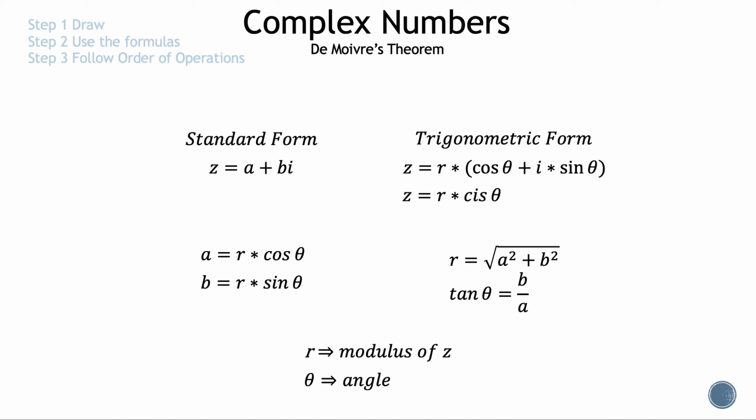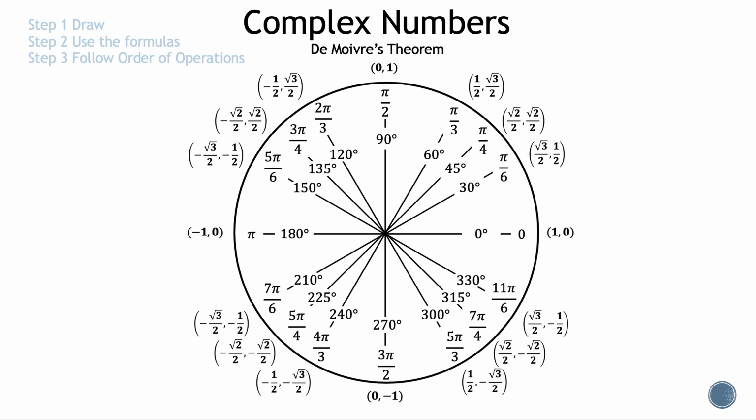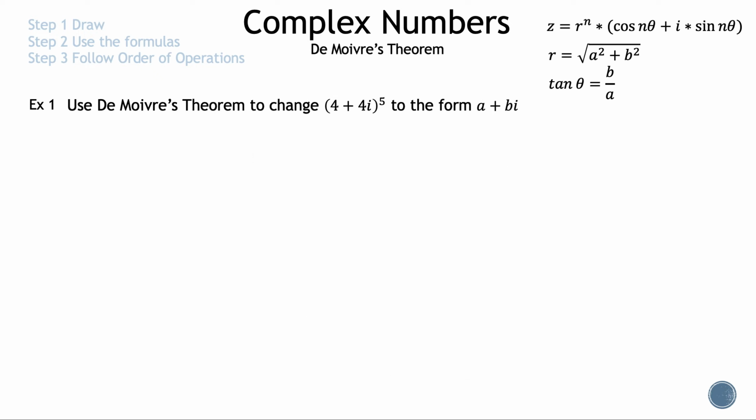Now, let's see de Moivre's theorem in action. Before we do that, let's talk about the equations we might need. Here we have the standard form and the trigonometric form and how to convert between the two. We also might need the unit circle, depending on the angle or argument. Now, let's take a look at the example we're going to discuss in today's video. Let's read the steps. Step 1, draw. Step 2, use the formulas. Step 3, follow order of operations.